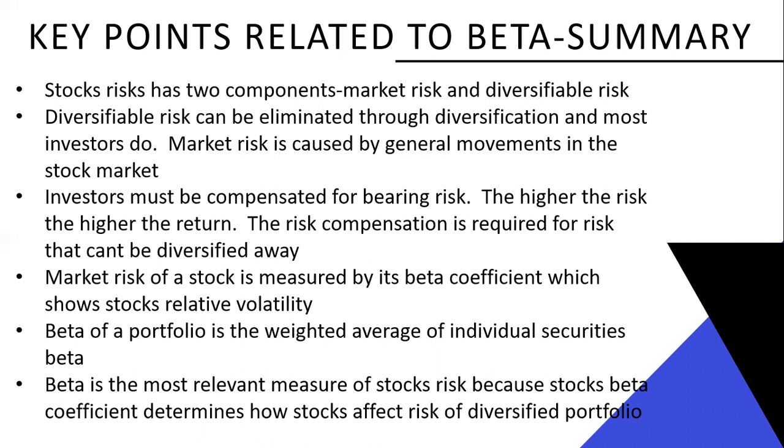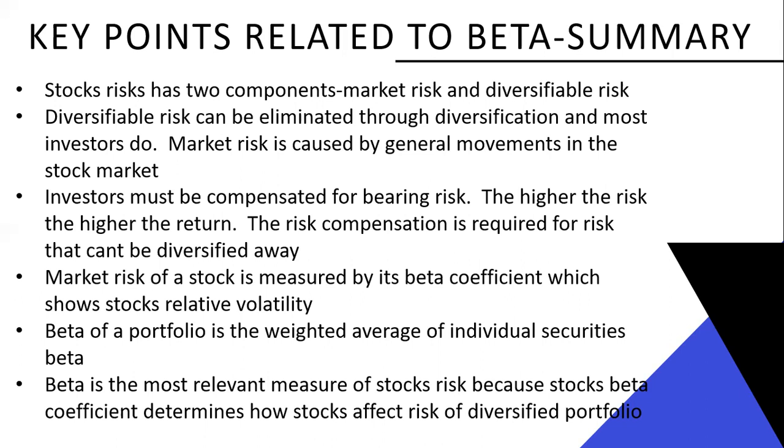Market risk is caused by general movement in the stock market. So yes, if there is, for example, a huge negative event like a war or something like that, the stock market will go down and all the stocks are going to go down. And that is just market risk that cannot be diversified away. It's just general movements in the stock market. Another point that was discussed is that investors must be compensated for bearing risk. The higher the risk, the higher the return.